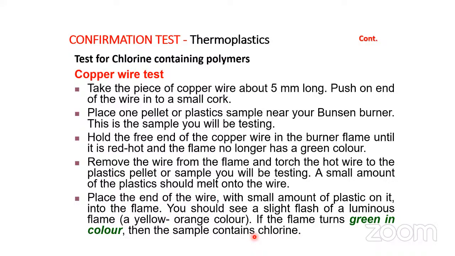How to identify the chlorine containing polymers, or you can say polyvinyl chloride. Does the cork mean it is some specimen? Cork means some rubber to hold the wire, so it is only a holder. Then a pellet of plastic is placed near the burner, which is nothing but the flame. It will be tested.